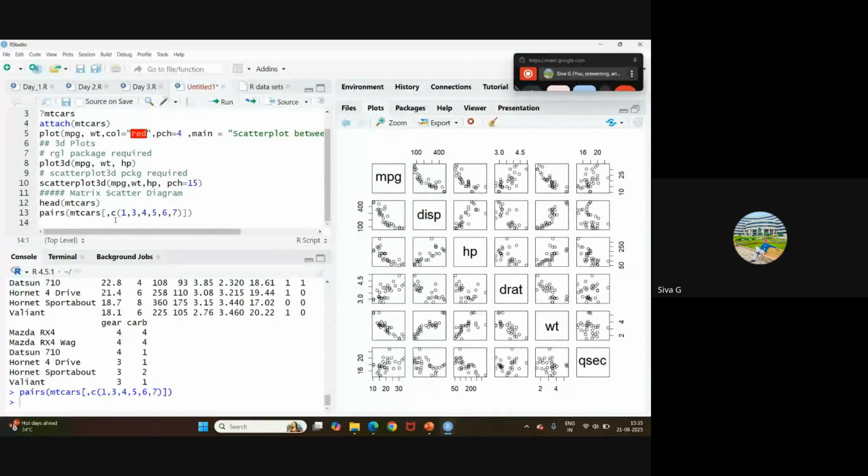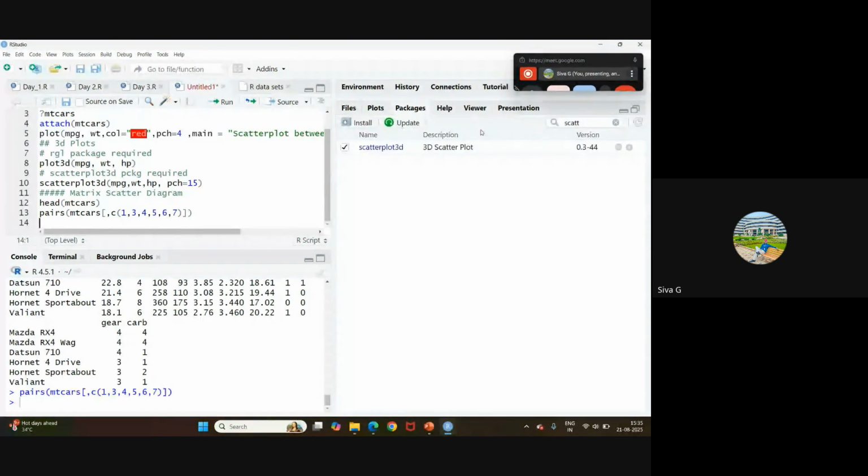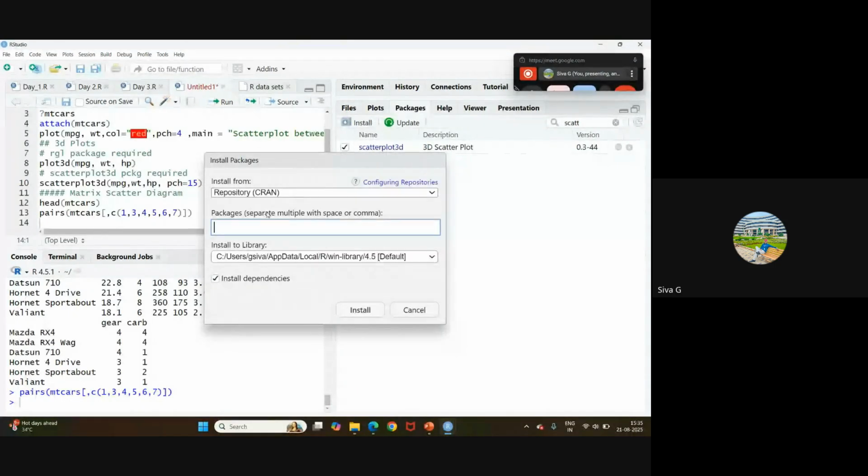Additionally, you can add dot panels. Panels is an addition word; we are adding it to the pairs function. But if you want to use this function, we need to load the package. That is the psych package, a psychological term. So the psych package is required to use this pairs.panels function. I will show you packages, install psych. Spelling is P-S-Y-C-H.